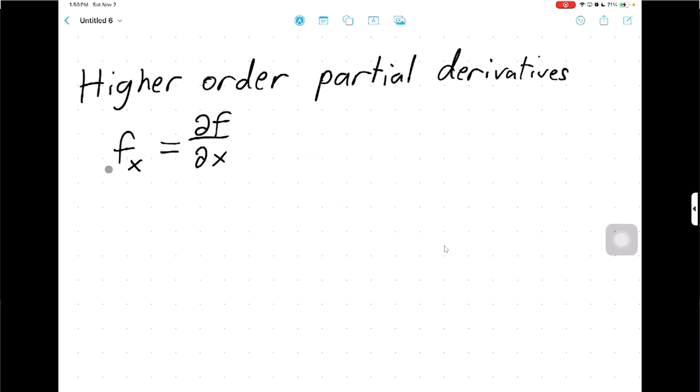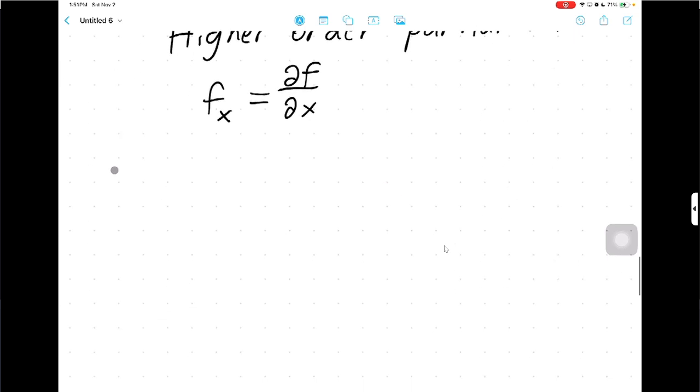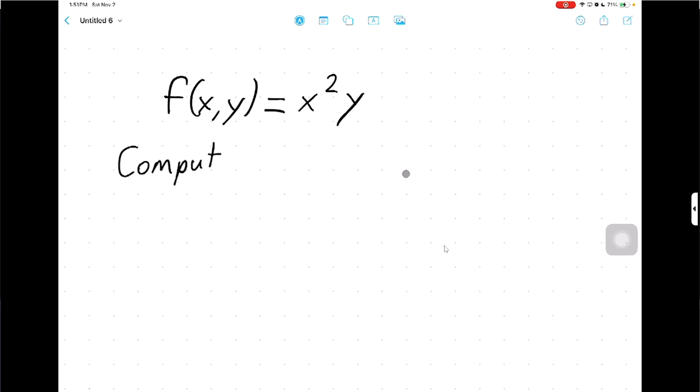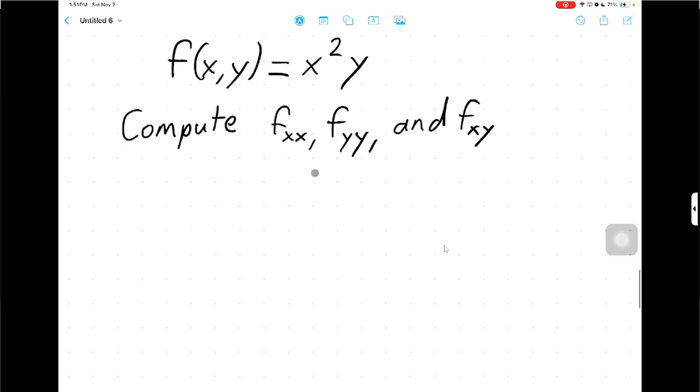So yeah, we're just going to use this other notation. For second order partial derivatives, we essentially just do the exact same thing we did before, but instead of on f, we do it on the previous partial derivative. To get a sense for what I'm talking about, let's say we had f of x, y equal to x squared y. And then the exam told you to compute the second partials fxx, fyy, and fxy, like so.